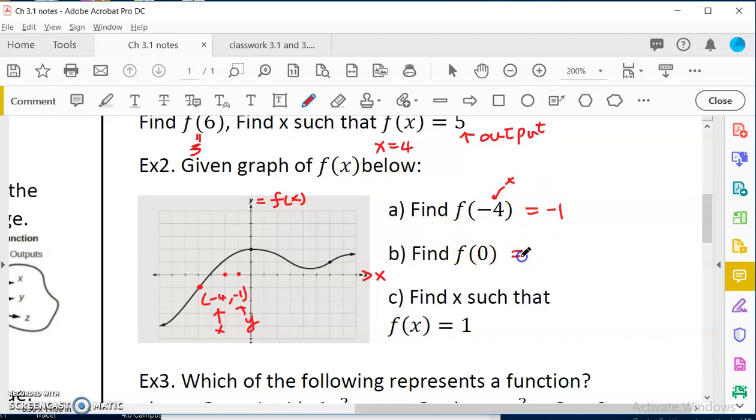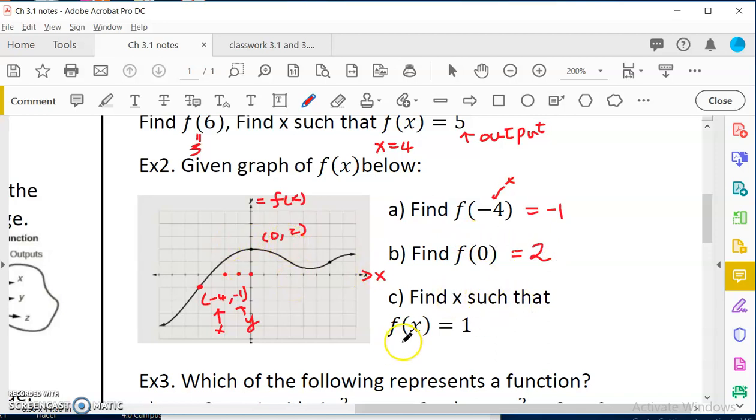f of 0 means when x is 0, what is y? So when I look at x is 0, I ask where is my graph that has x equal to 0. This is the point x is 0, right? So you always go up or down. In this case, I go down for -4, and when x is 0, I go up to meet the graph. At 0, it is 2. So f of 0 is equal to 2. So read it off. There's no calculation.